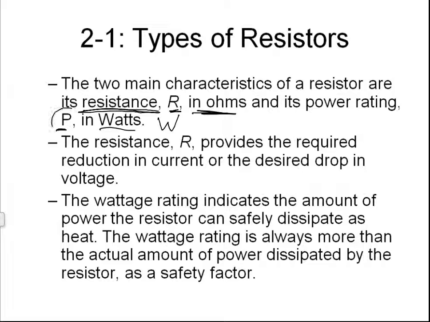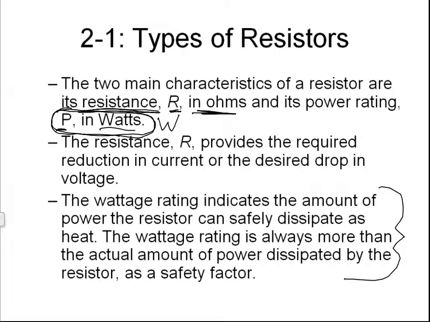And what the power rating tells us is how much power it can dissipate or how much heat it can dissipate. And we'll get to how to calculate that in just a little while. So the resistance R is, of course, the reduction in current, the desired drop in voltage, and the wattage rating, which I just discussed. There you go.